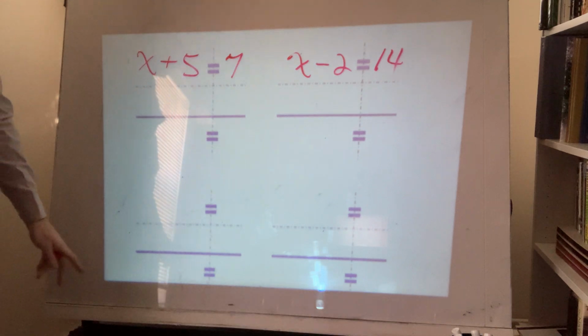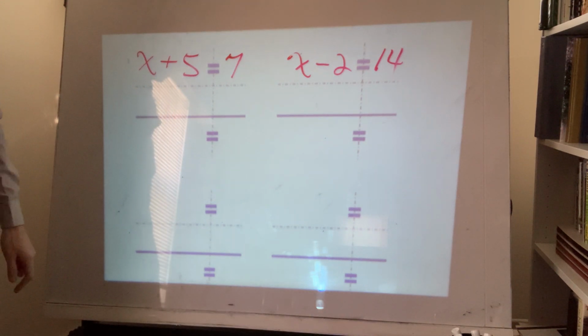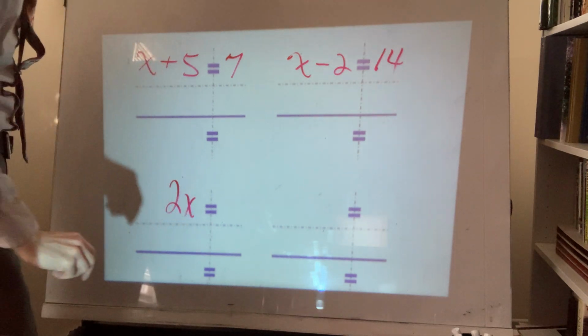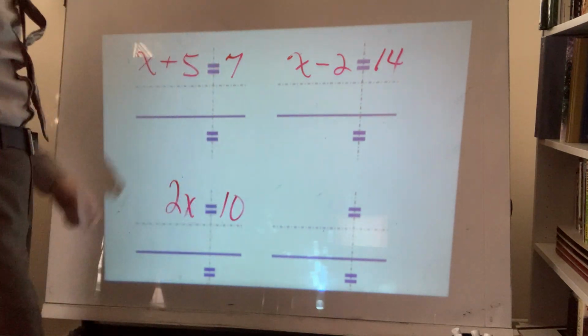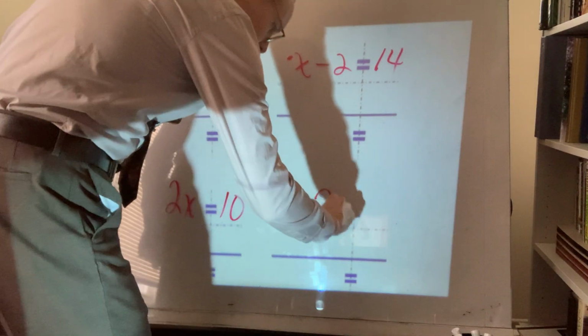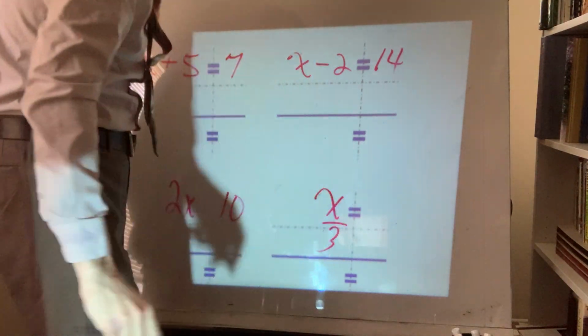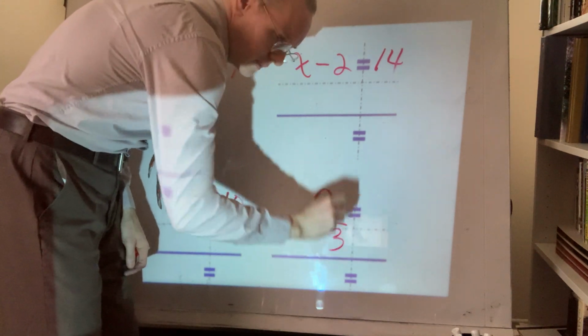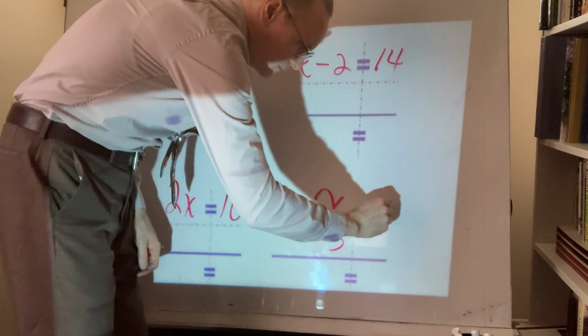When I get to the other two, it's a little bit more cumbersome the way that I wrote it, but I'll put 2x equals 10 here, and x over 3 equals 9 down here.